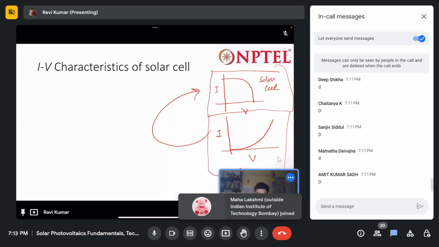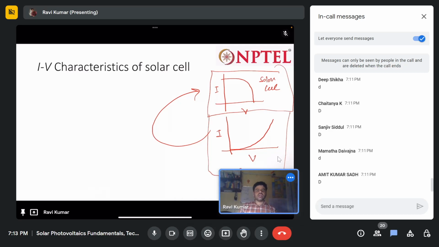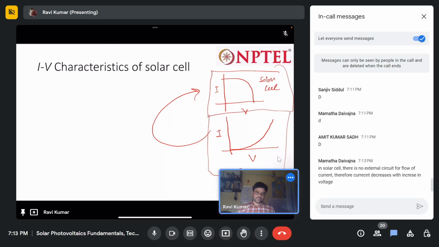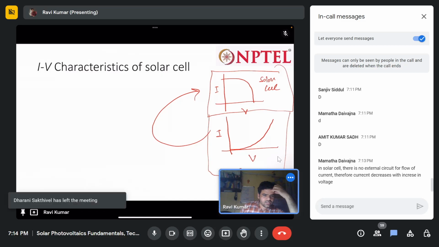So have you thought about this question before? Why are the IV characteristics of a solar cell like this, not exactly the same as a semiconductor, if a solar cell is a semiconductor device? In solar cell there is no external circuit for flow of current, therefore current decreases with increase in voltage.